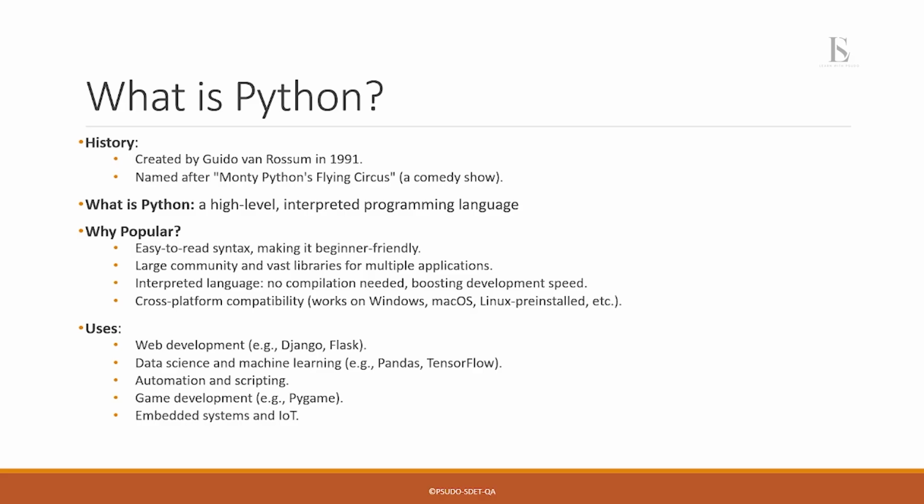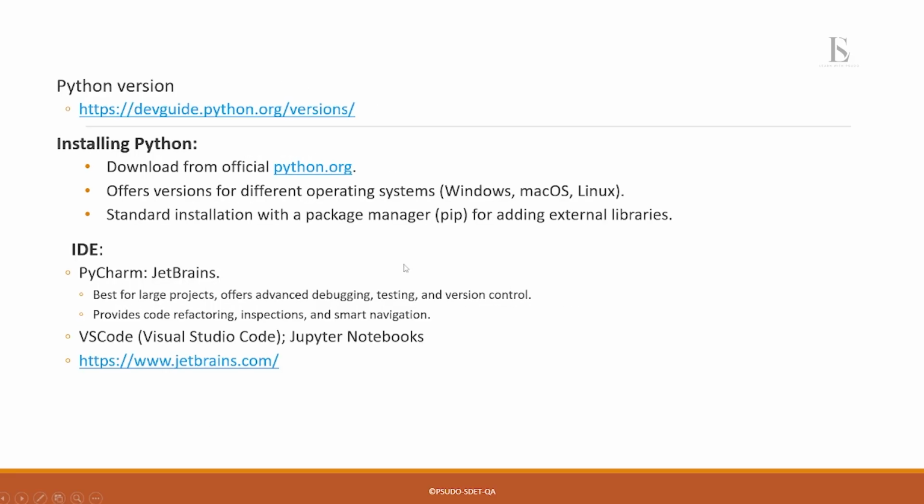The uses of Python: web development, data science, machine learning, automation and scripting, game development, embedded systems, and many more. But our focus would be mostly on the test automation side. We are not going to touch the other aspects of it. Moving forward.